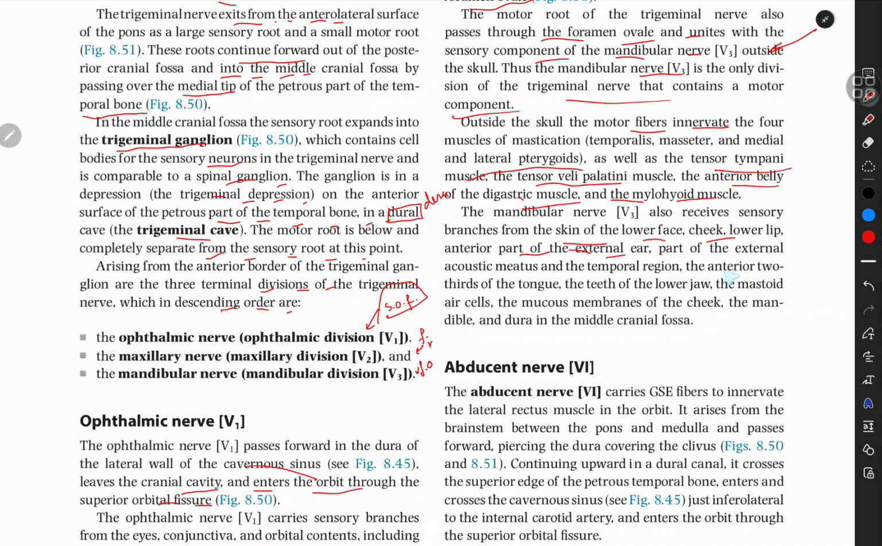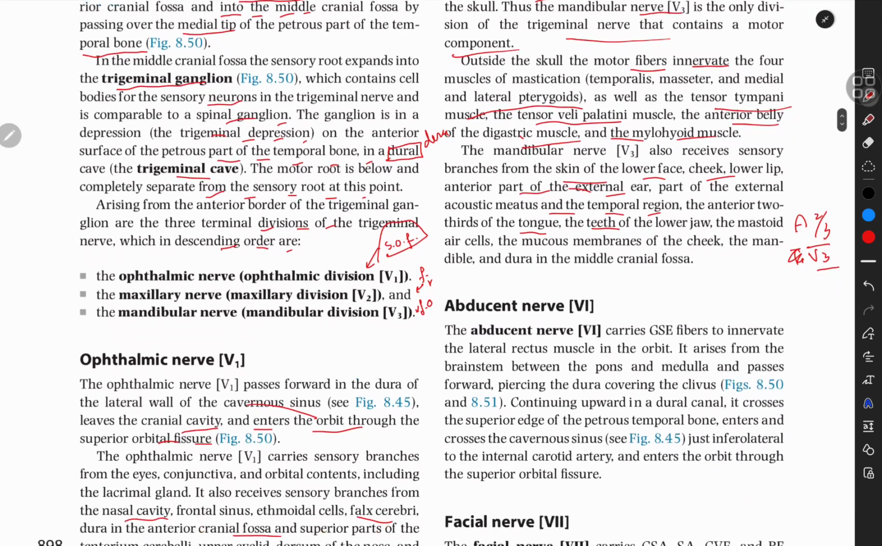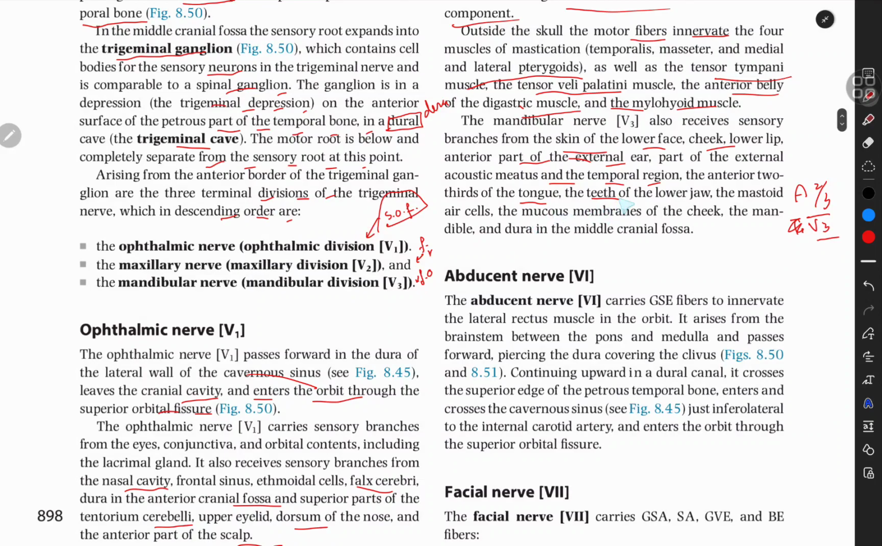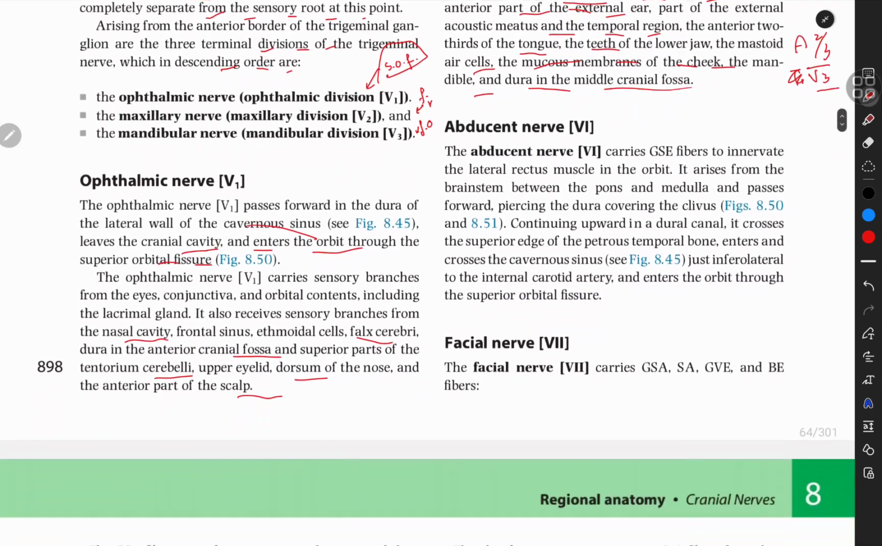lower lip, anterior part of the external ear, part of the external acoustic meatus, and the temporal region. The anterior 2/3 of the tongue. Oh, okay, so the anterior 2/3 of the tongue sensory is from, yeah, makes sense, from the trigeminal nerve, which is V3. Teeth of the lower jaw, mastoid air cells, mucous membranes of the cheek, the mandible, and the dura in the middle cranial fossa.